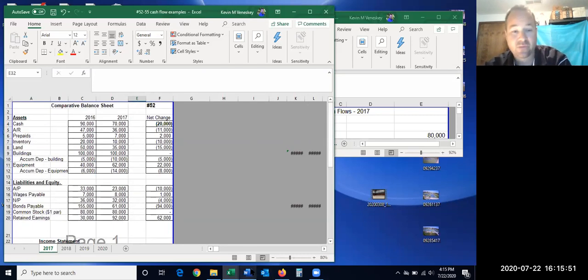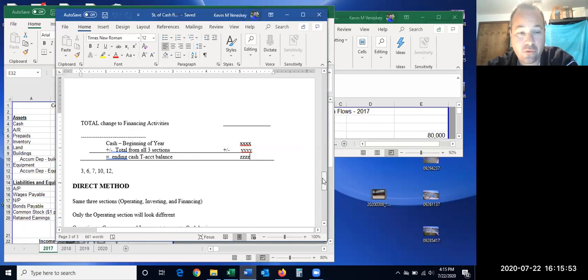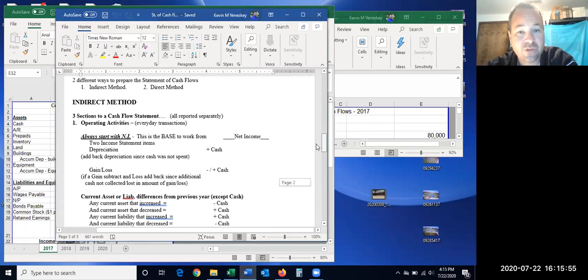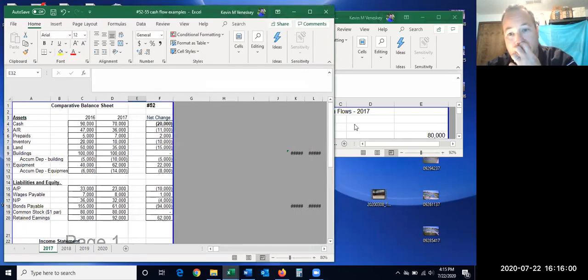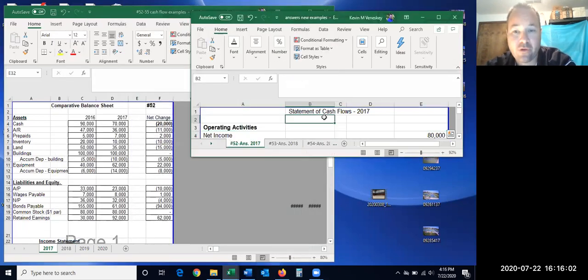Remember, as we said in our little write-up here, that the first thing you always start with is net income. So when you're making this financial statement, start off with your net income. And we have our operating section, section number 1 out of 3. Net income, 80,000.